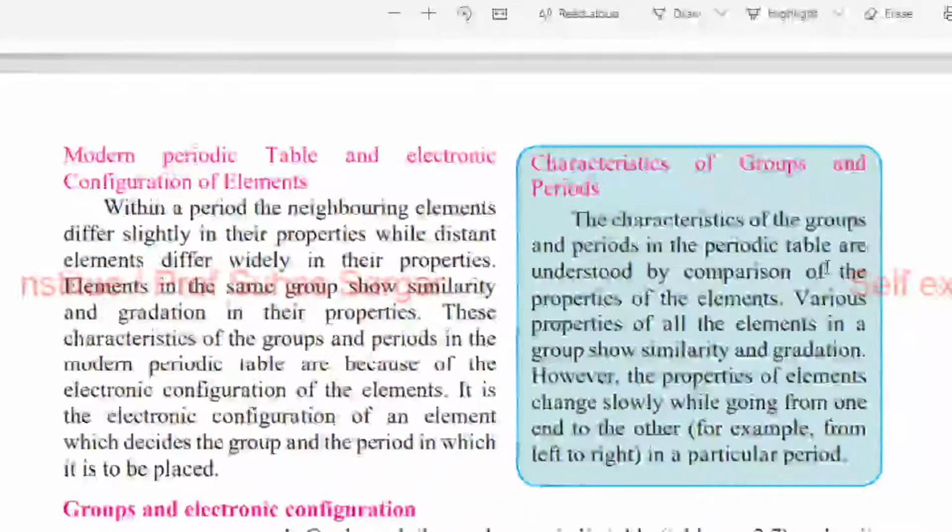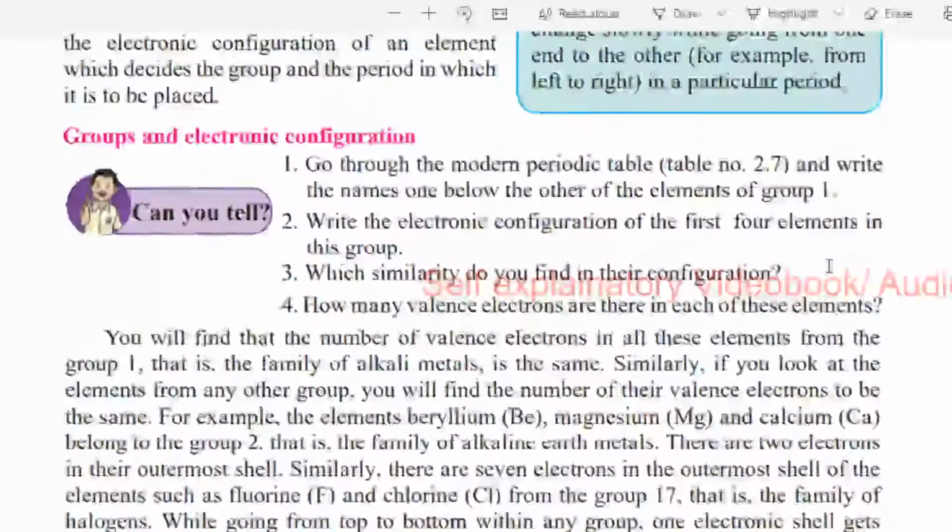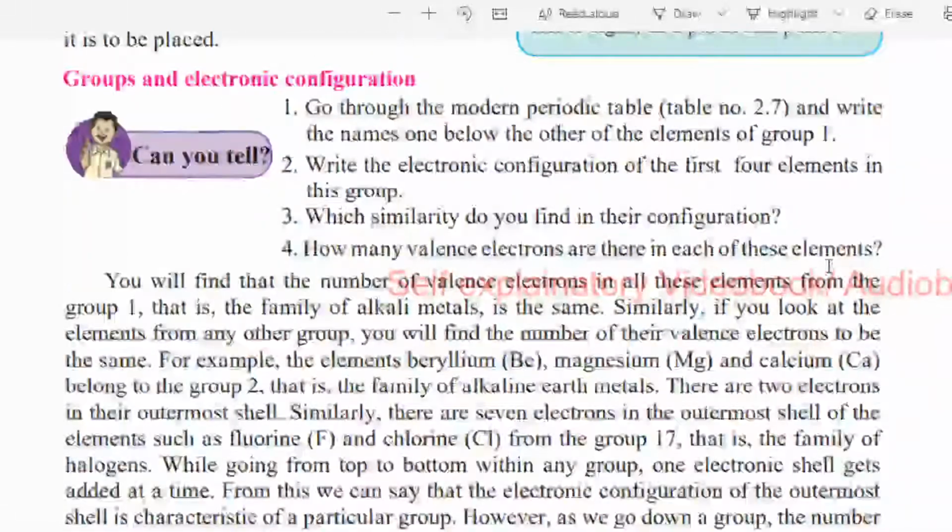Now, in a box, characteristics of groups and periods. The characteristics of the groups and the periods in the periodic table are understood by the comparison of the properties of the elements. Various properties of all elements in a group show similarity and a gradation. However, the properties of elements change slowly while going from one end to the other, for example, from left to right in a particular period. Box close.